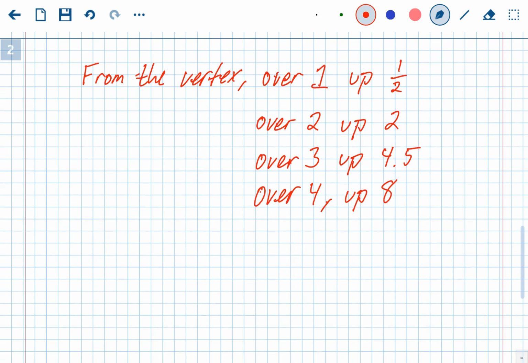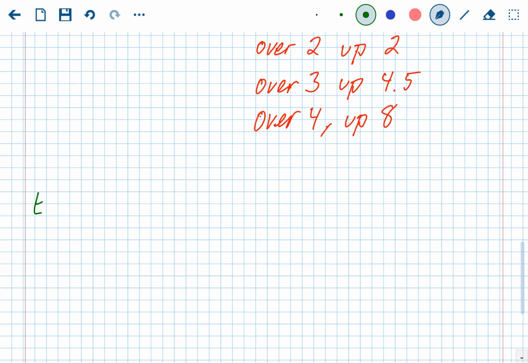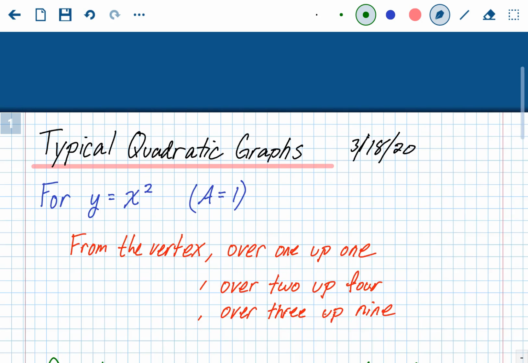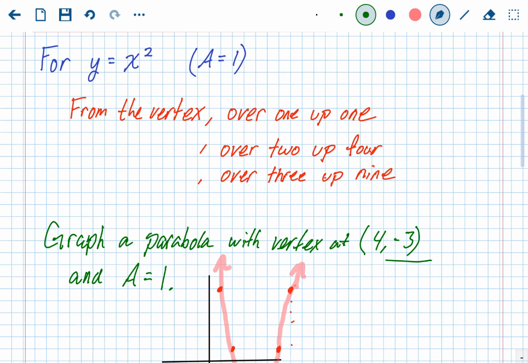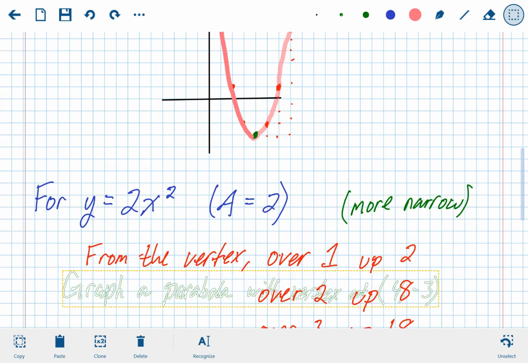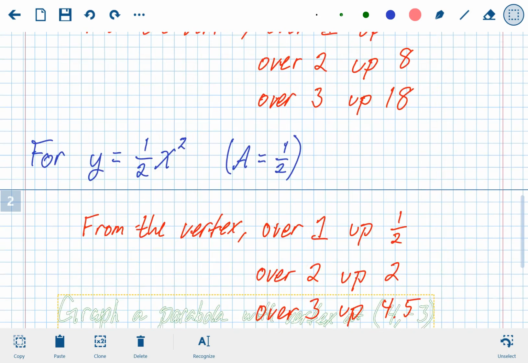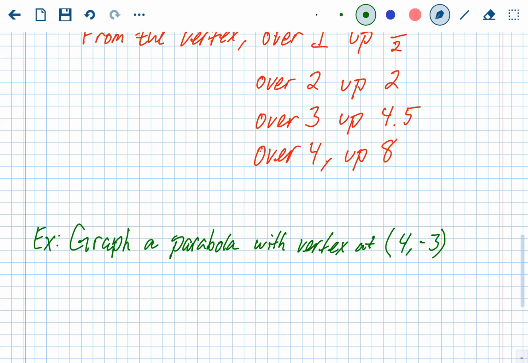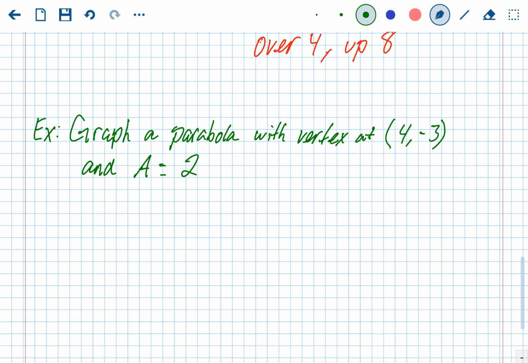Let's do another example. Let's do the same one we had before. But we're going to change the A value. Let's say we have an A value of 2 this time. All right, so we'll graph this.